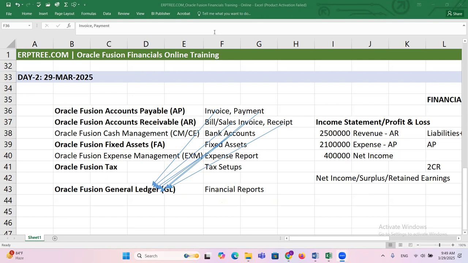BIP, Business Intelligence Publisher. BIP reports is not our task, but I'll take you through it to understand how we can write a SQL query, and based on that, how you can fetch the result as a BIP report. I'll walk through that in one session. But as a finance functional consultant, that is not our task. Technical people will do the BIP reports.